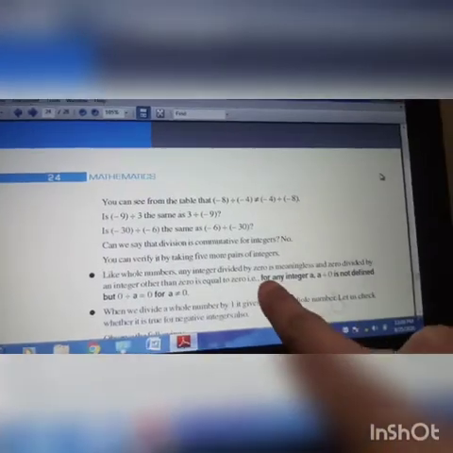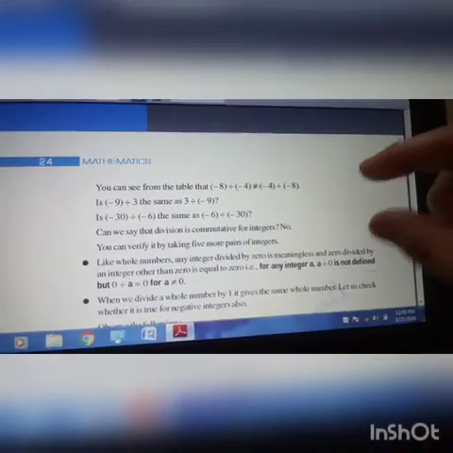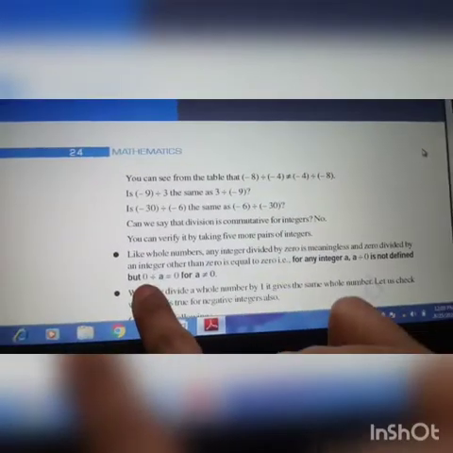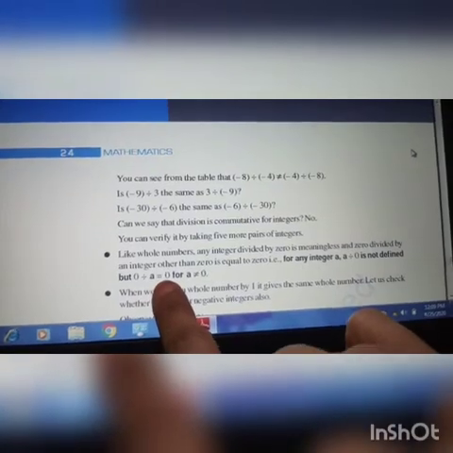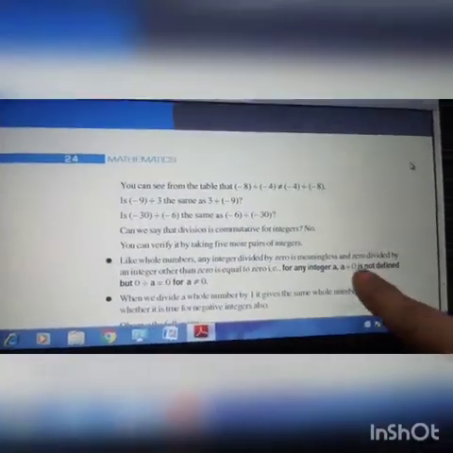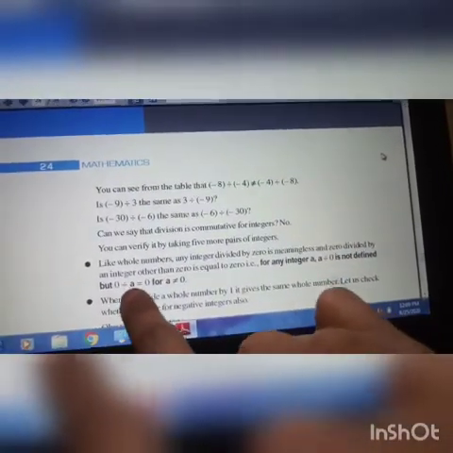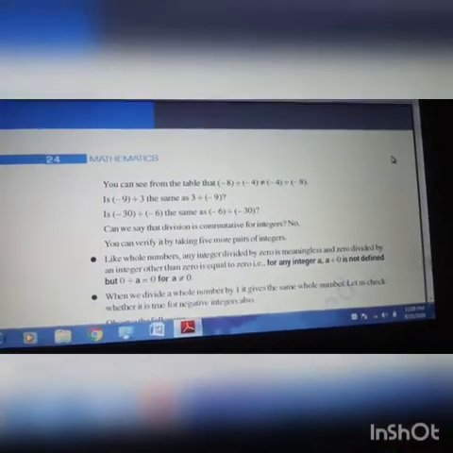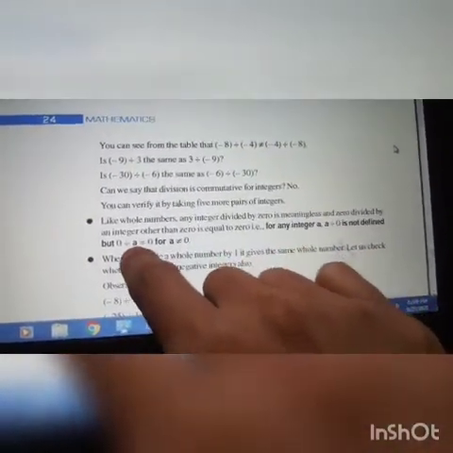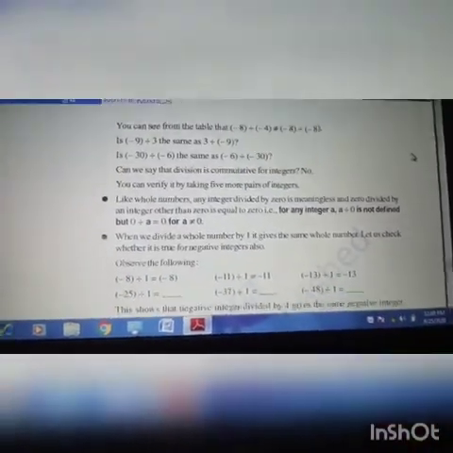Next, see this. For any integer a, a divided by 0, which means any number divided by 0, is not defined. But 0 divided by a is what? 0. Many of you have made this mistake. a divided by 0 is not defined. 0 divided by a is 0, where a is not equal to 0. Why a is not equal to 0? Because a is in the denominator, right? So the denominator should not be 0. So that is our condition.